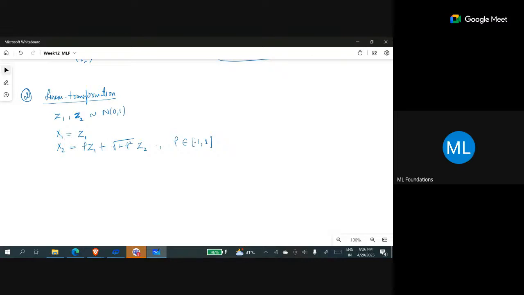We are saying that z1 and z2 are normal, but for x1, x2, this x1 is z1, but we cannot actually say that x2 is also normal, looking just at this. So we need to know what the distribution will be. We looked at the joint density for z1, z2. Now I want to know what the joint density of x1, x2 should be. So how do we proceed? Basically we want to know what the joint distribution of x1, x2 is going to be.